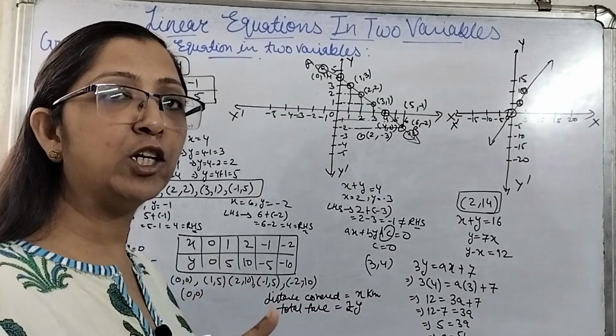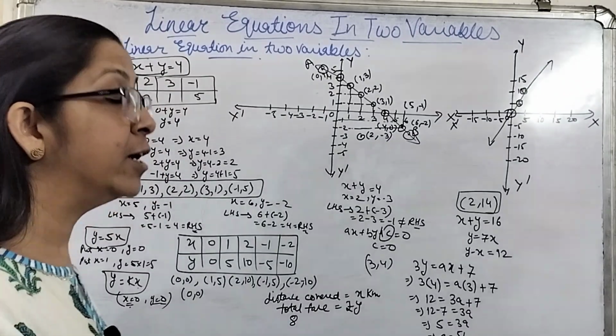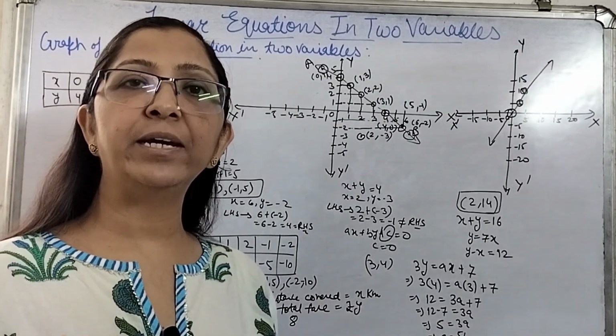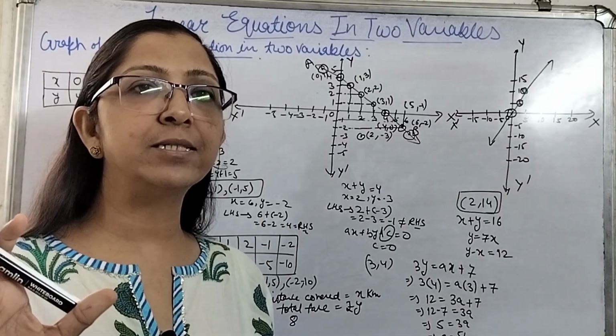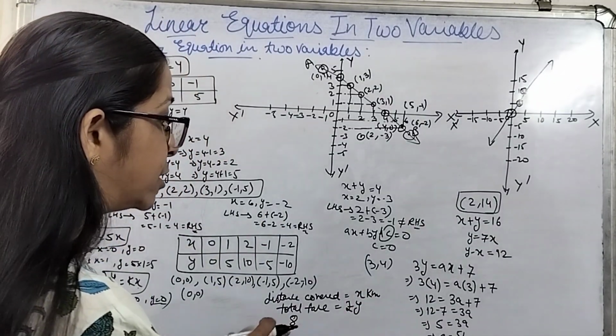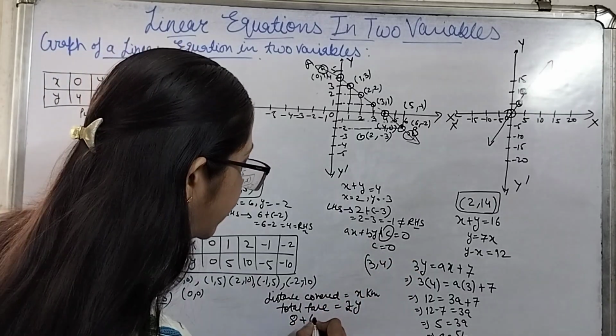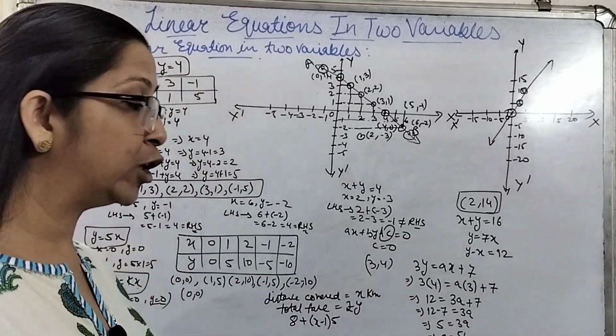For the first kilometer you are paying 8 rupees. So for how many kilometers are you paying 5 rupees? For x minus 1 kilometers, because total distance is x kilometers. So for the first kilometer you have paid 8 rupees, and for the remaining x minus 1 kilometers you will be paying 5 rupees. For 1 kilometer it is 5.